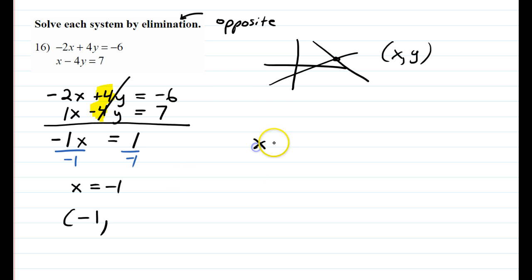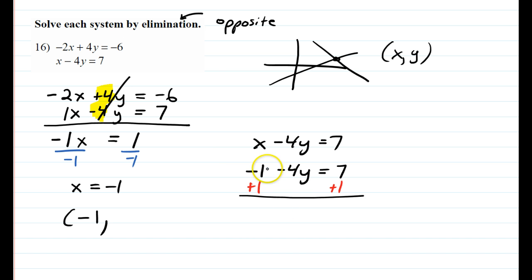And so the bottom is x minus 4y equals 7. And so I'm just going to replace the x with negative 1 and then solve it. So add 1 to both sides. So I get negative 4y equals 8. Divide both sides by negative 4. And I get y equals negative 2.